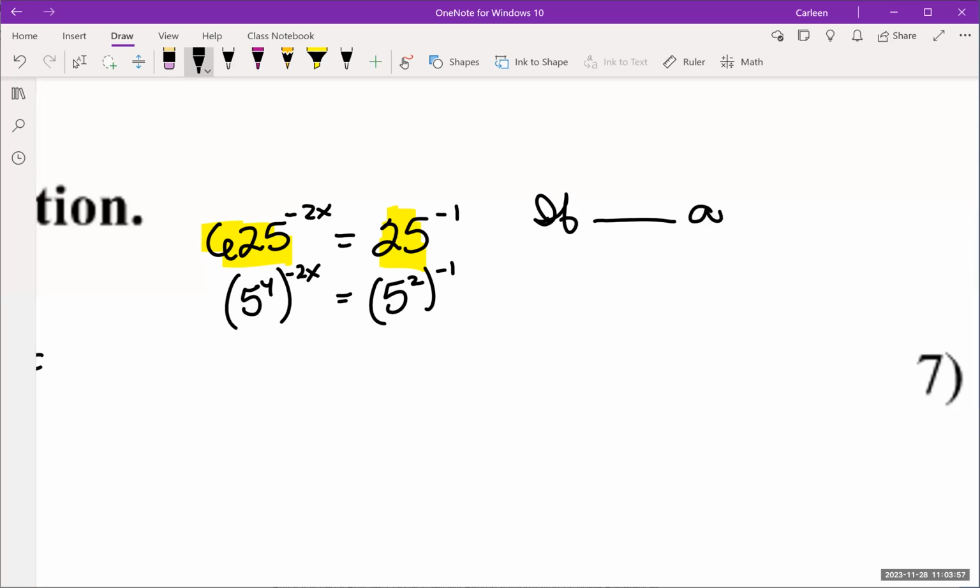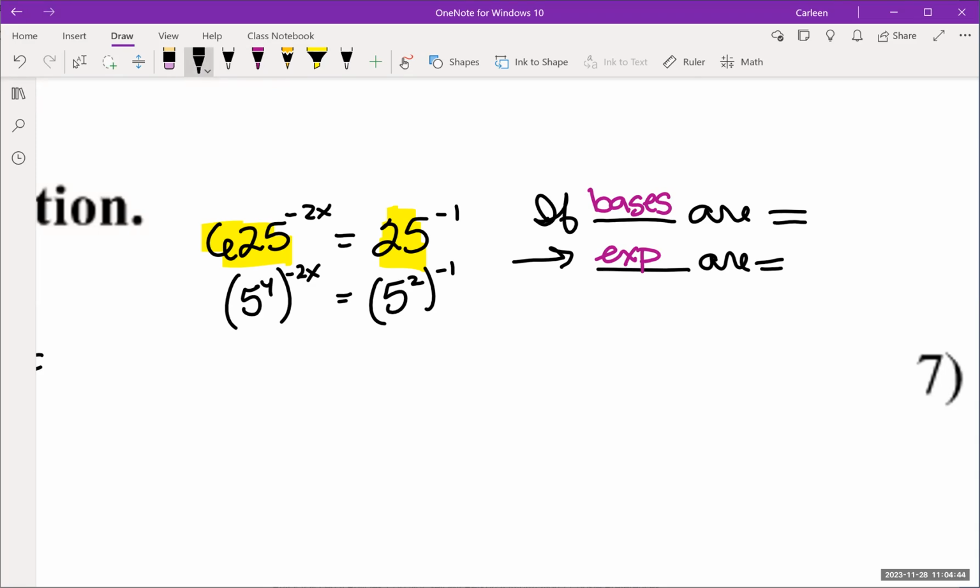If the bases are the same, then the exponents are the same. Sorry, I don't like words. If the bases are the same, then the exponents are the same.